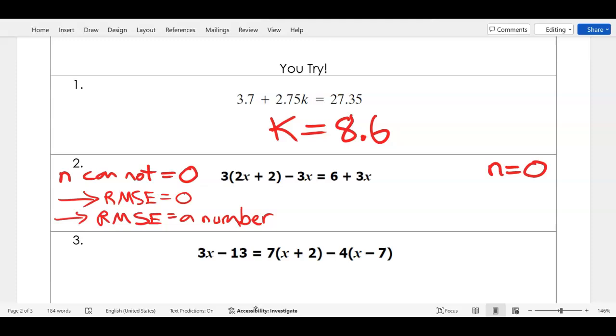So if RMSE equals 0, then we're going to call that all real numbers. Think of it like a line on top of another line. They touch everywhere. Everywhere is a solution, okay? All the numbers in the world would be correct. But if RMSE equals a number that's not 0, well, that means there is no solution, does not exist, okay?